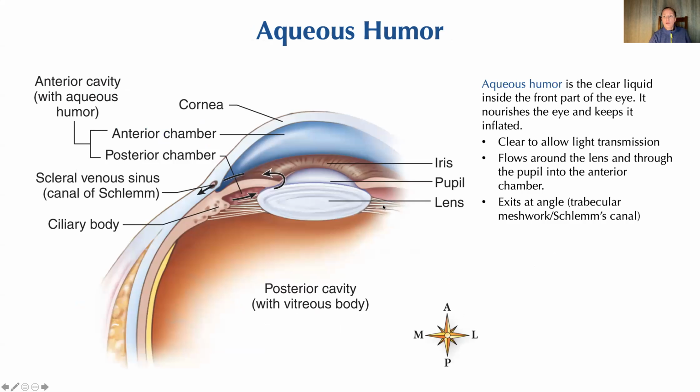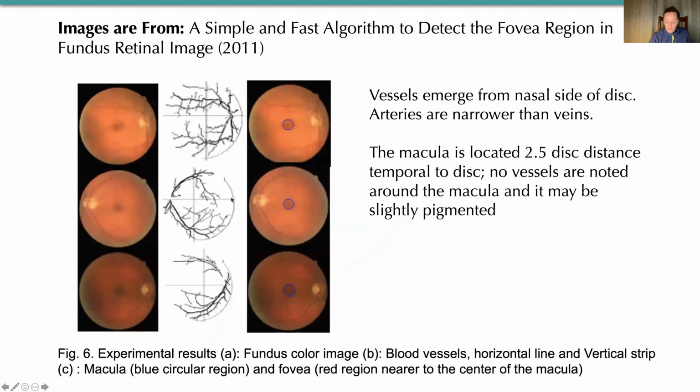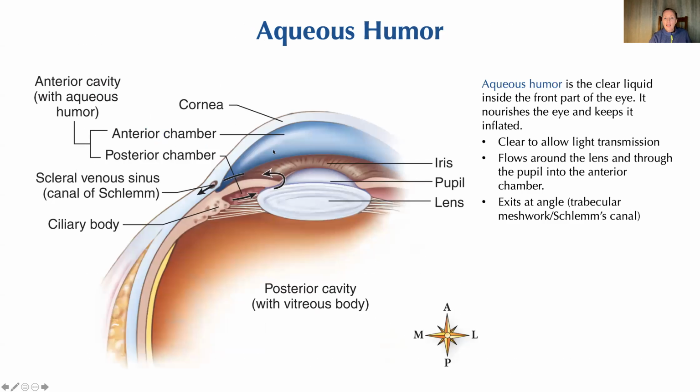So once again, aqueous humor is made by the epithelial cells out here on the ciliary body. These are the zonular fibers that, when they're taut, as you can see here, kind of flatten the lens. And when the ciliary body bulges inward or constricts, it slackens these zonular fibers and the lens rounds up. Anterior chamber, posterior chamber of the anterior cavity. Posterior cavity filled with vitreous humor.